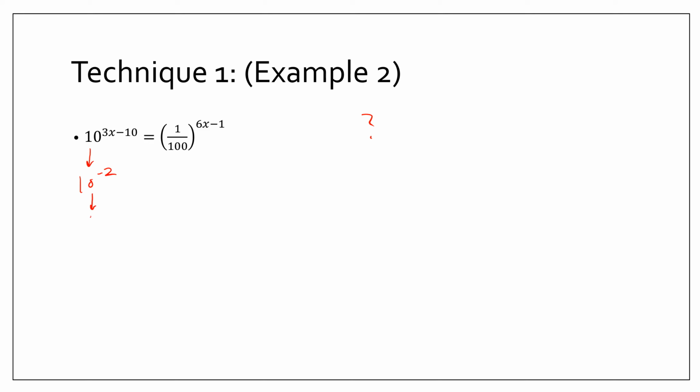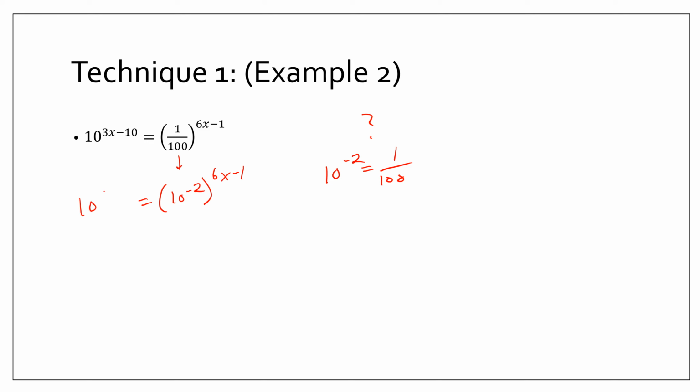2. I know that 10 to the negative 2 is 1 over 100. I'm not allowed to do that. I can't just introduce a negative 2 here out of nowhere. But what I can do is look at the other side and say to myself, oh, 1 over 100 is actually 10 to the negative 2, right? That's the same thing. 10 to the negative 2 equals 1 over 100. Yeah, they're equivalent. So instead of writing 1 over 100, I'm going to write 10 to the negative 2.